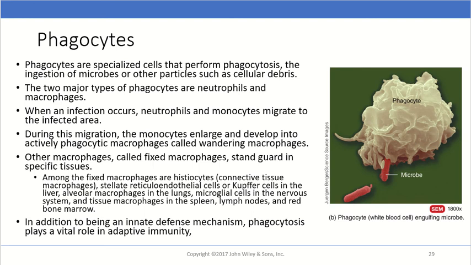So among the fixed macrophages are those histiocytes. These are going to be connective tissue macrophages, as well as stellate reticuloendothelial cells, or Kupffer cells, that are found in the liver. We also have alveolar macrophages that are found in the lung, microglial cells that are in the nervous system, as well as tissue macrophages that are found in the spleen, the lymph nodes, as well as in the red bone marrow. So in addition to being an innate defense mechanism, phagocytosis is going to play a really important role in adaptive immunity as well.